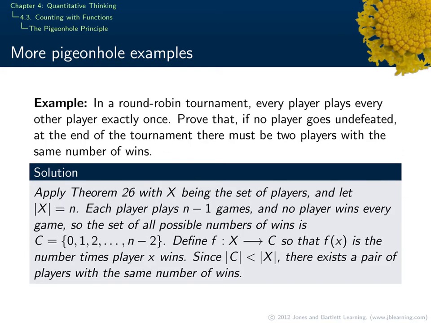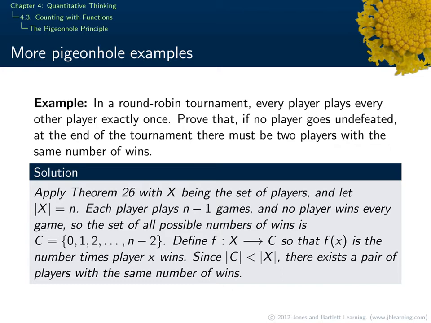Okay, here's yet another example of the pigeonhole principle. So we have a round-robin tournament, and that means that every player plays every other player exactly once. So we're to prove that if no player goes undefeated, at the end of the tournament, there must be 2 players with the same number of wins.